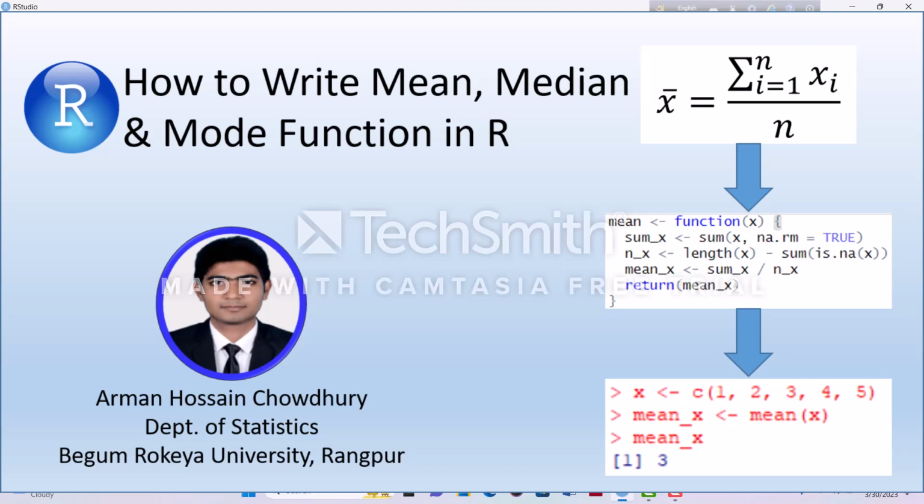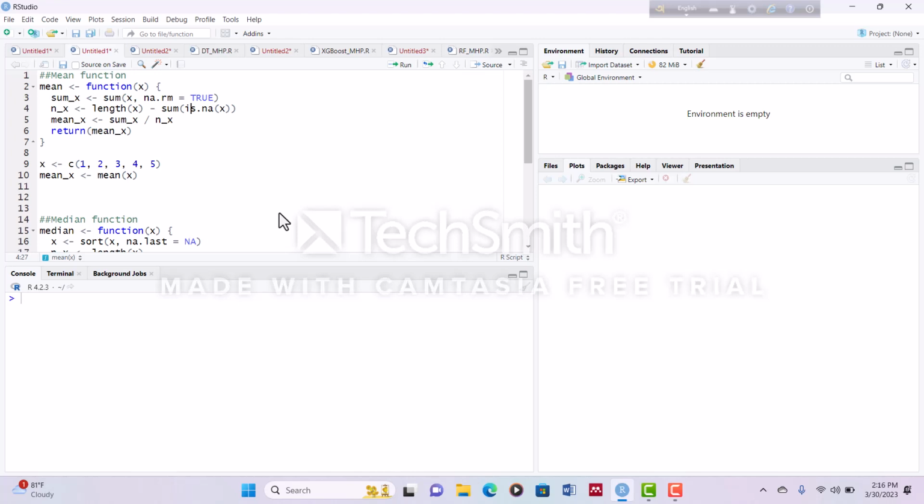Hello viewers, so far we have learned calculations with default functions. Today we will learn how to write functions manually in R. In this tutorial we will learn how to write mean function, median function and mode function in R. So let's get started with the mean function.